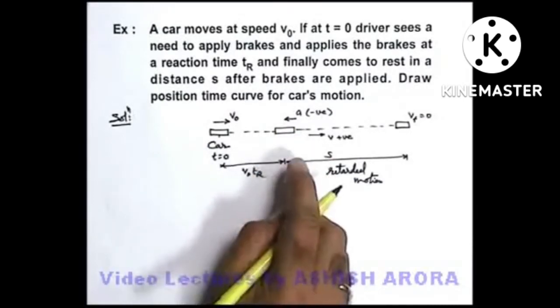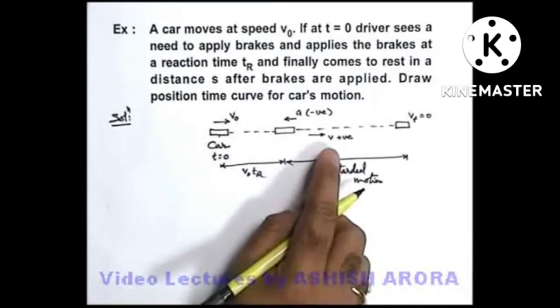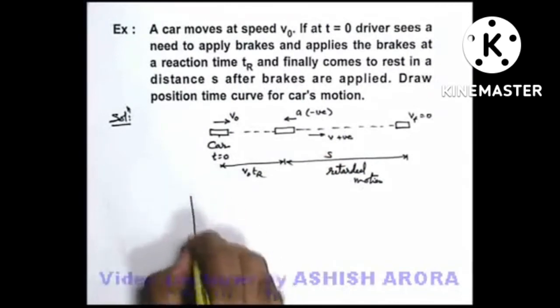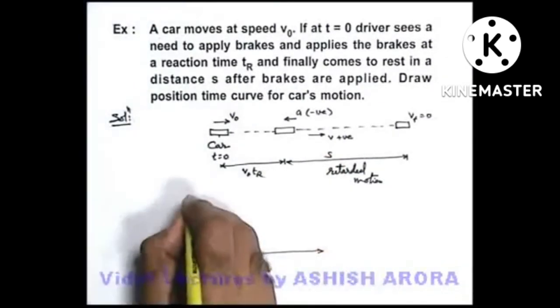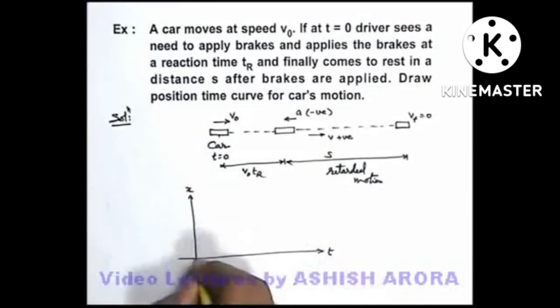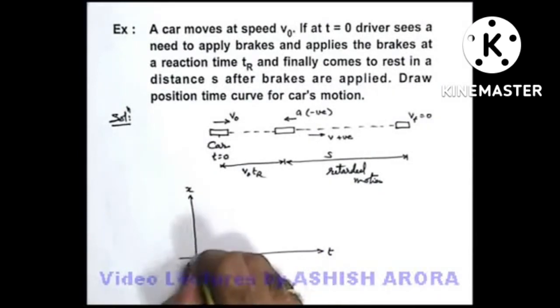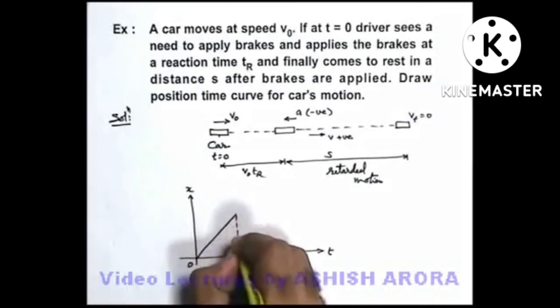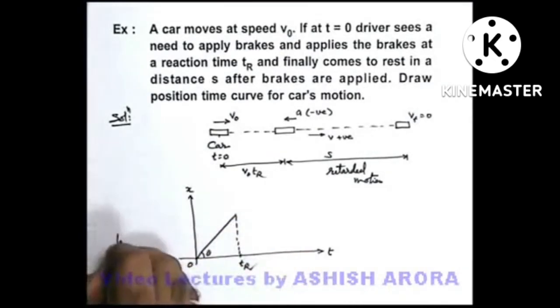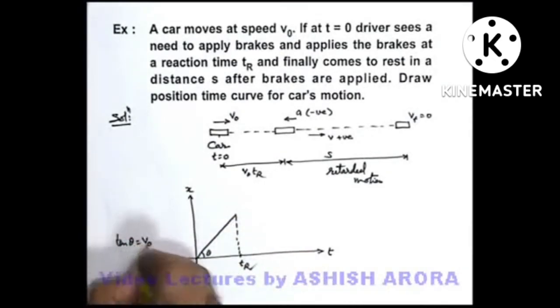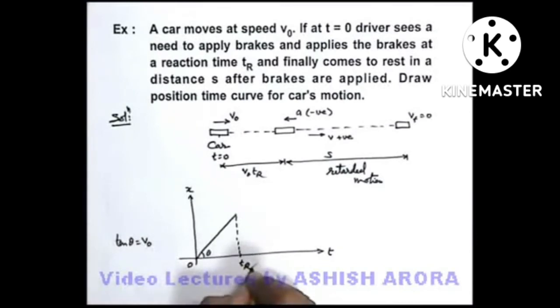Now if we draw the displacement time graph for this motion, we can state the first part of motion will be a uniform motion. So the displacement time graph for the first part of motion, that is from t equal to 0 to t equal to tr, will be a straight line like this. A straight line with a positive slope, and here tan theta can be written as v0. This is up to time tr.